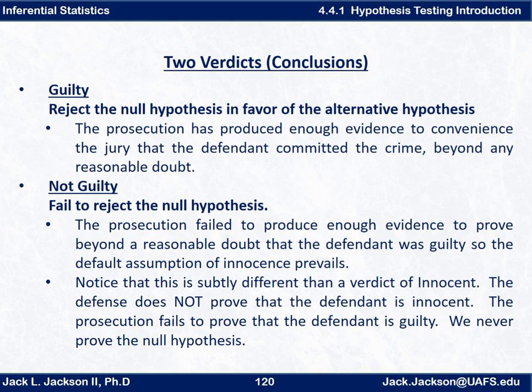And this corresponds to failing to reject the null hypothesis. In this case, the prosecution has failed to produce enough evidence to prove beyond a reasonable doubt that the defendant was guilty, so the default assumption of innocence prevails. Notice that there's a very subtle difference in a verdict of not guilty versus a verdict of innocent. They're basically the same thing, but there's a slight difference. The defense does not prove that the defendant is innocent. The prosecution just merely failed to prove that they were guilty. So it falls back to the default of presumed innocence.